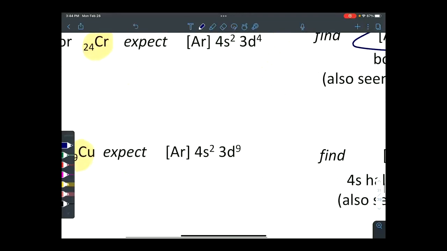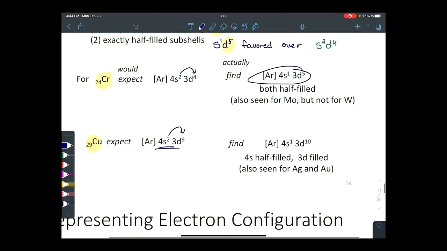If you go through our regular process, you get 4s2, 3d9. But again, it's more stable if you just pluck off one of those electrons off the s and put it into your d shell. And so there it is, 4s1, 3d10. So either you can just memorize those, or recognize that there is a reason for these exceptions, and it's enhanced stability.